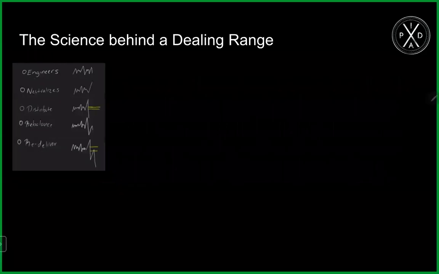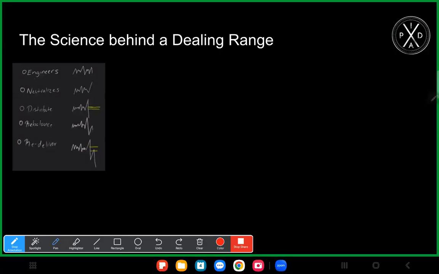All right, and then this next slide is the science behind a dealing range. Let me pull up the annotations real quick. These are the different phases that happen when a dealing range is being created. First we have the engineering phase, where buy side and sell side liquidity is being engineered. Then we have the neutralizing phase, where one side of the dealing range gets taken. And then the distribution phase, which is right here. So we have neutralize and then distribute. That's when the other side of the dealing range gets taken out.